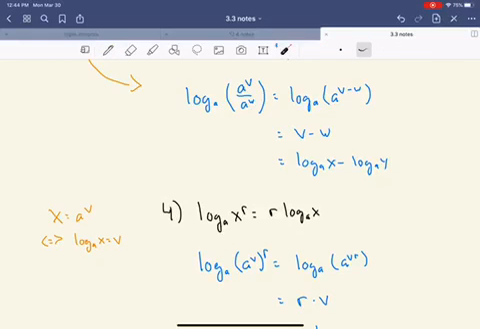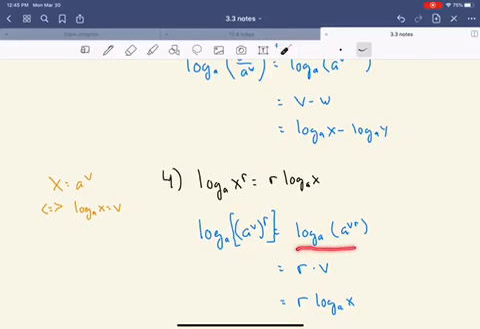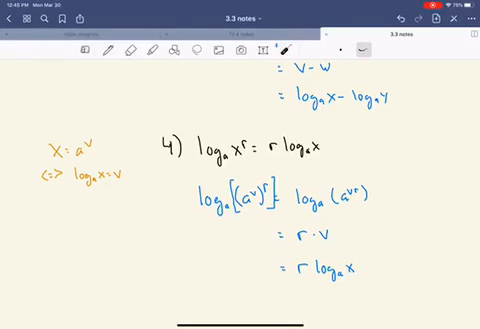All right, so replacing x by a to the v. Now, remember, just to make this a little bit clearer, I'm taking the log of this whole thing. So now, these powers, they multiply, remember? Remember that rule from exponents? So now, when we take this logarithm, we get r times v, and v is again the log of x.